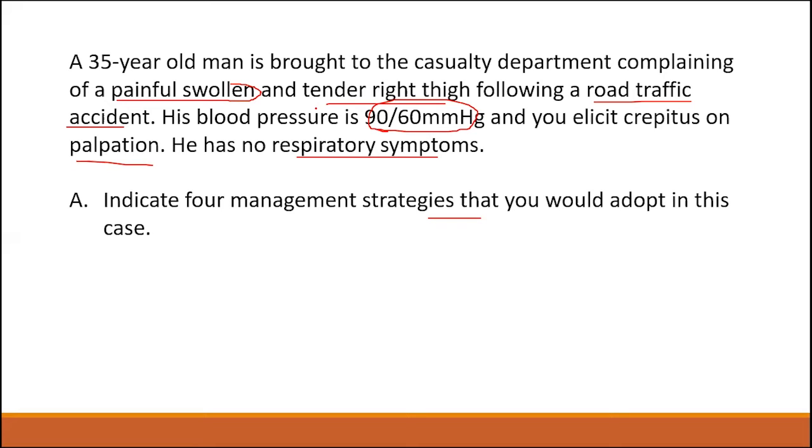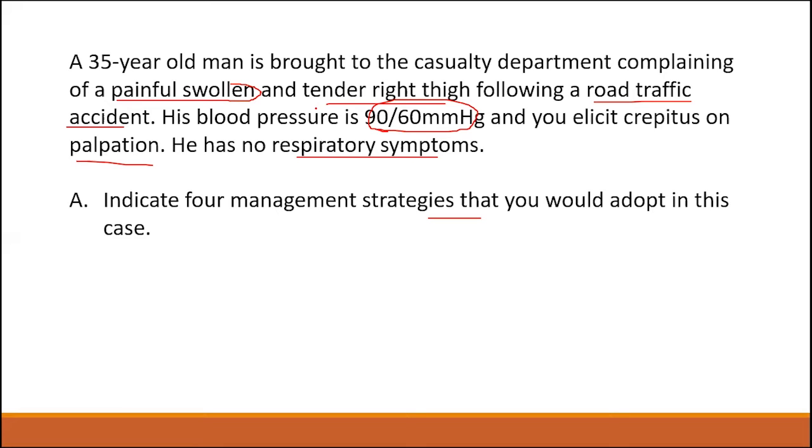Then you immobilize. So immobilization and neurologic assessment. Then the last one, you have to do early surgical intervention, and during that you want to monitor for blood loss, thromboembolism, and compartment syndrome. So these are your basic management strategies that you are going to adopt in helping you manage this case successfully.